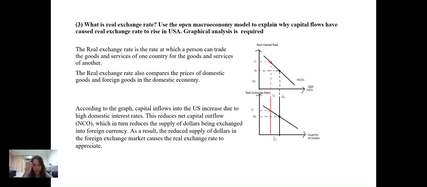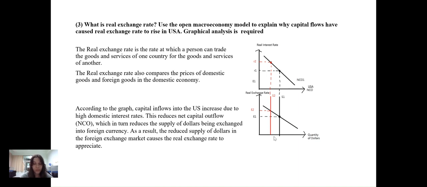Moving on to the third question, what is the real exchange rate and so on. The real exchange rate is the rate at which a person can trade the goods and services of one country for the goods and services of another. The real exchange rate also compares the prices of domestic goods and foreign goods in the domestic economy.